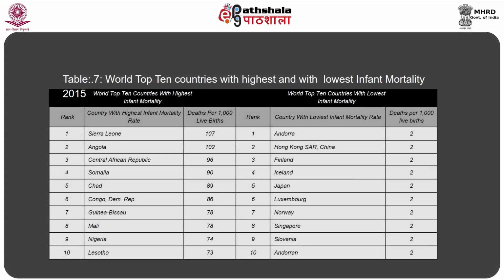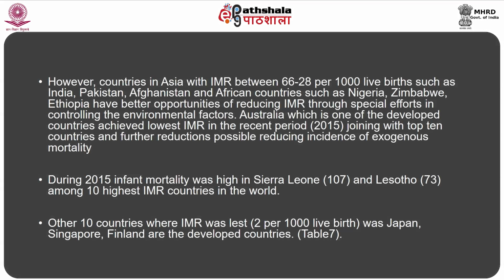However, countries in Asia with IMR between 66-28 per 1000 live births, such as India, Pakistan, Afghanistan, and African countries such as Nigeria, Zimbabwe, Ethiopia, have better opportunities of reducing IMR through special efforts in controlling the environmental factors. Australia, one of the developed countries, achieved the lowest IMR in the recent period 2015, joining the top 10 countries, and further reduction is possible by reducing incidence of exogenous mortality.